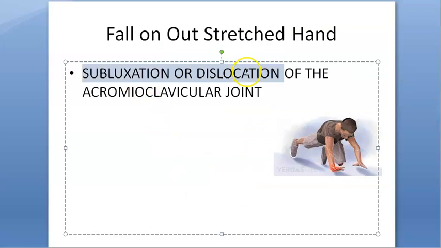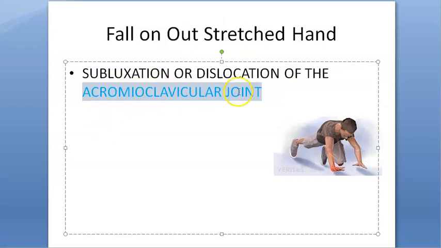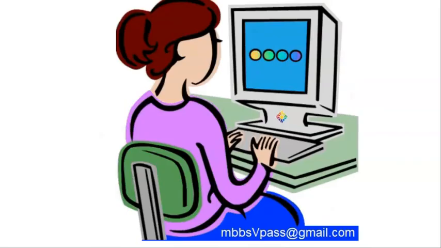The subluxation or dislocation of the acromioclavicular joint. The acromioclavicular joint means something to do with the clavicle and the scapula, that junction. Here you can see the clavicle, isn't it? Here is the clavicle, right? And from behind you are getting the acromion process. The acromion process is of the scapula. So this joint also can get subluxated or dislocated. That is yet another thing that can happen because of a fall on an outstretched hand.